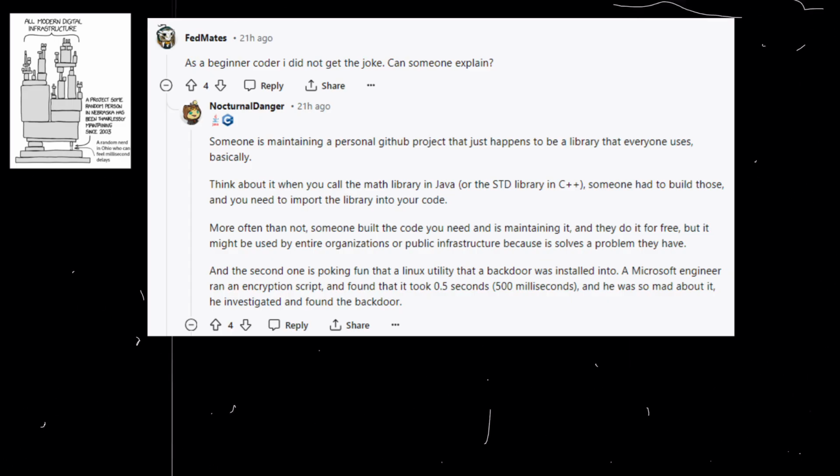As a beginner coder, I did not get the joke. Can someone explain? This honest question from a beginner coder highlights the layered meaning of the comic and the need for context to fully appreciate the humor and its relevance to the programming world.